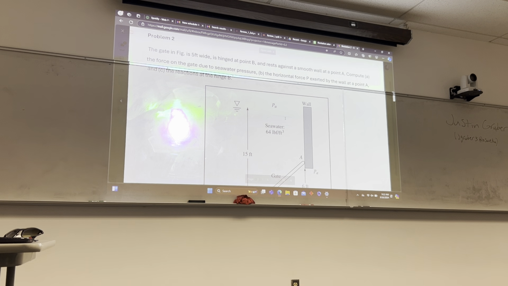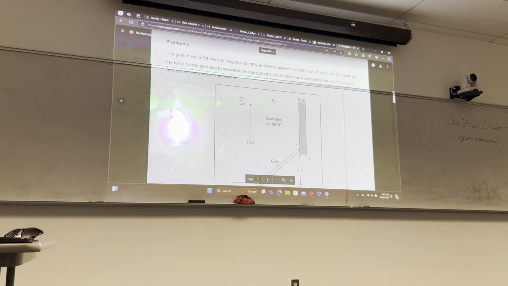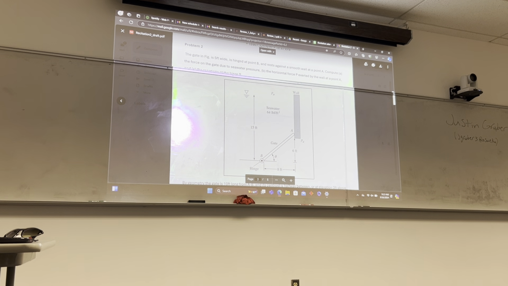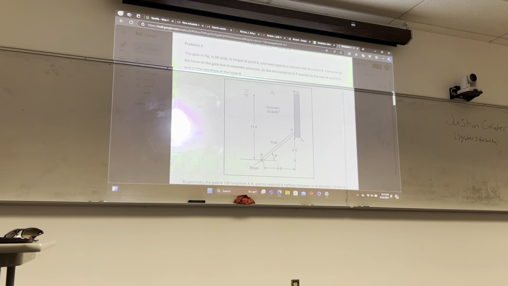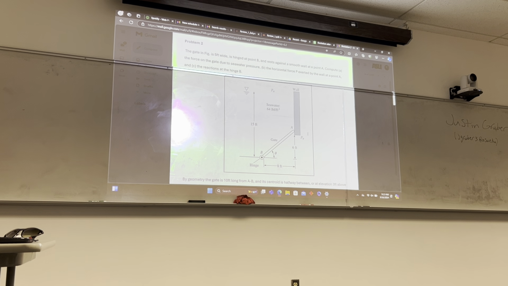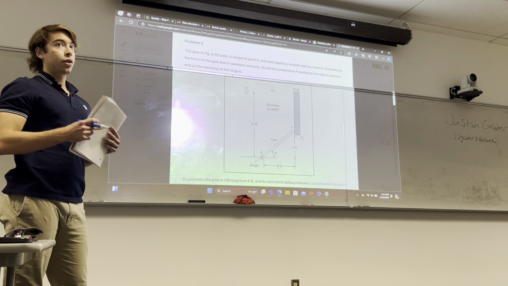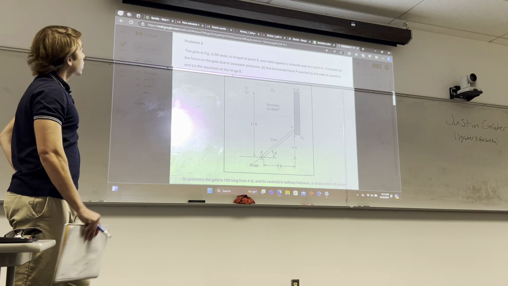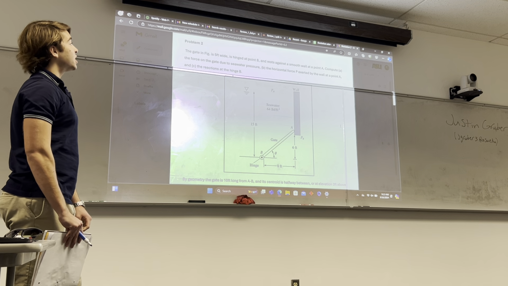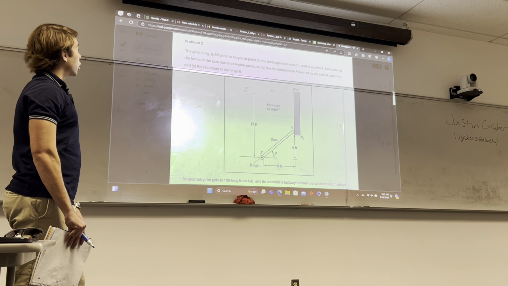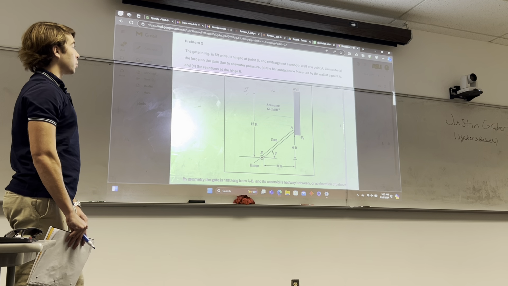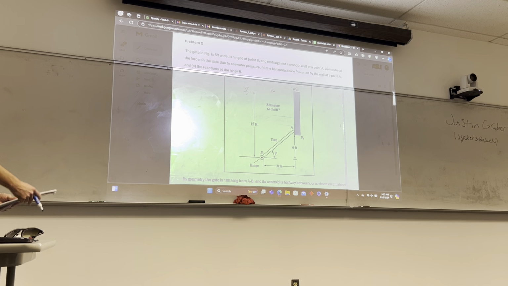All right, anyway, for problem 2, have you guys seen something that looks vaguely like this? Yeah? Here, let me adjust it a little bit. All right, cool. So we've got a submerged gate underwater. We're dealing with forces on a submerged object. The gate in figure 1 is 5 feet wide. It's hinged at point B and rests against a smooth wall at point A. Find the force on the gate due to seawater pressure, the horizontal force P exerted by the wall at point A, and the reactions at the hinge B.